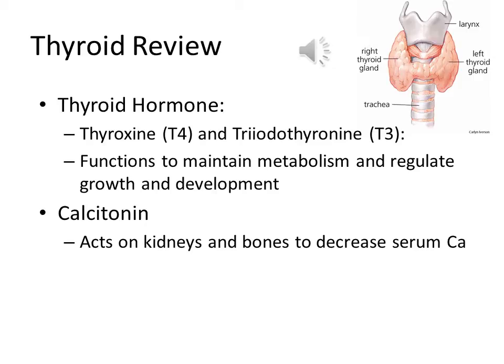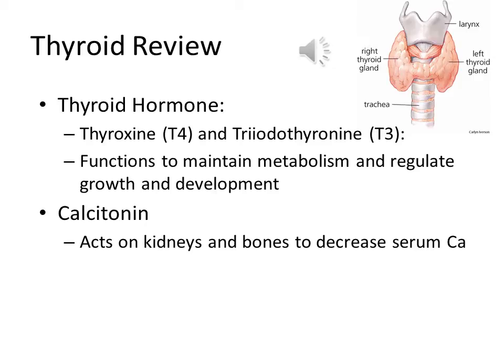Okay, the thyroid hormone. A little review here of T3 and T4. T3 and T4 function to maintain metabolism and regulate growth and development. Calcitonin acts on the kidneys and bones to decrease serum calcium levels. T3 and T4 are made up of amino acids, which contain either 3 or 4 iodine atoms each. T3 and T4, remember, have a controlled release by the thyroid stimulating hormone, which comes from the anterior pituitary.